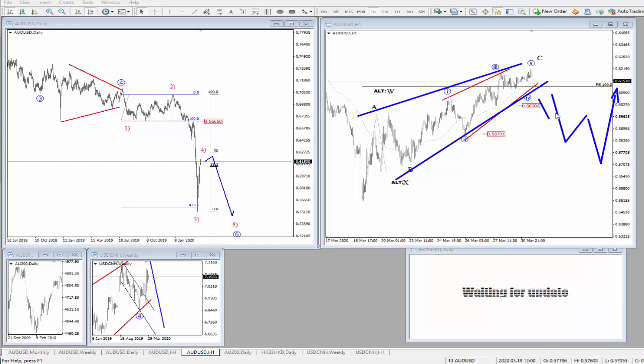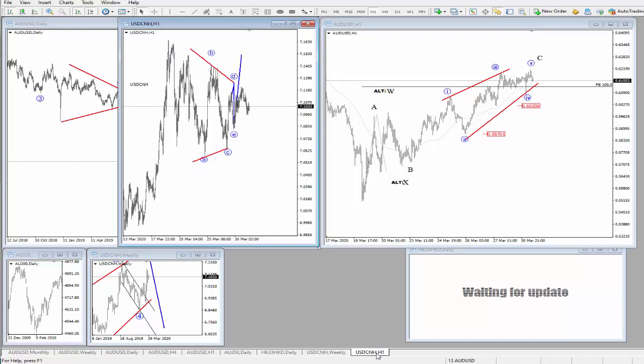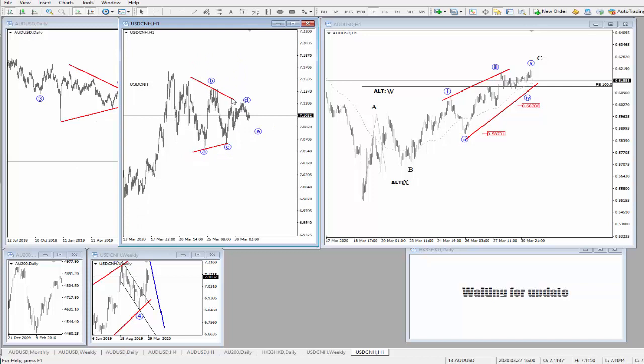So in my opinion, there's still a chance, on different scenarios, that the Aussie dollar will see some weakness here. Also the dollar against the Chinese yuan is still looking very corrective here. It looks like a very nice triangle, so watch out for more upside here, and obviously this means that the Aussie dollar could come down as well.